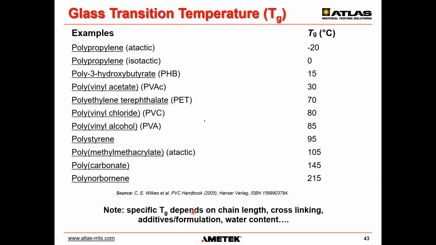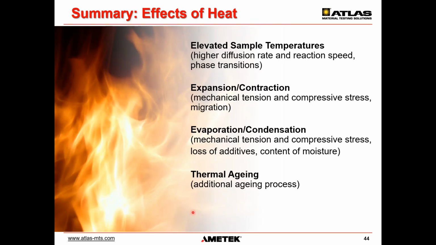That's very critical. And just to give you some examples of typical glass transition temperatures, glass transition temperature depends always on the formulation of the polymer. So these are not exact numbers. So elevated sample temperatures cause higher diffusion rates, higher reaction rates, phase transitions. Effects of heat can be expansion, contraction, so a mechanical effect. Evaporation, condensation can happen. So evaporation of additives, but also of water, condensation of water at lower temperatures. And there can be also thermal aging.